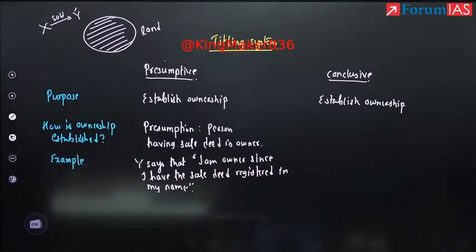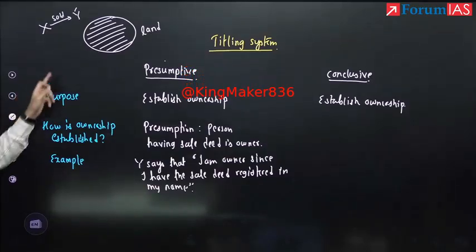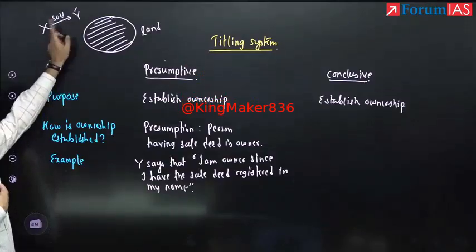Here Y would say, I am the owner. Why is he the owner? Because he says the sale deed is in my name. The sale deed shows that I have purchased the property from X.